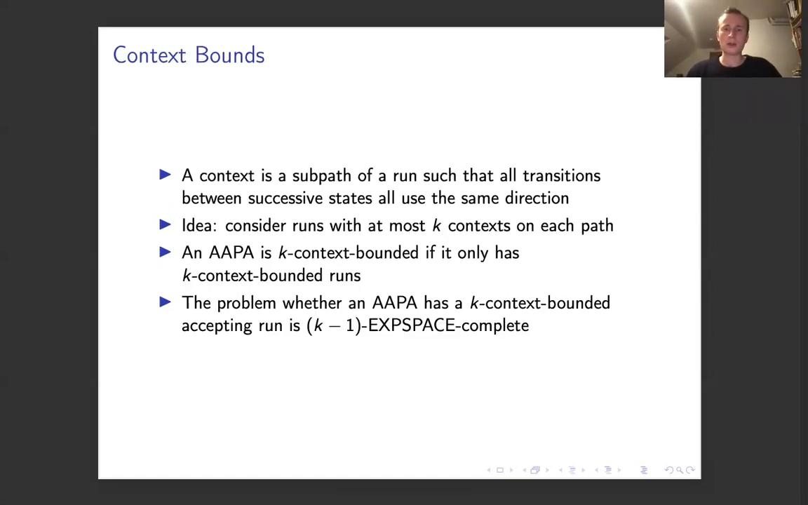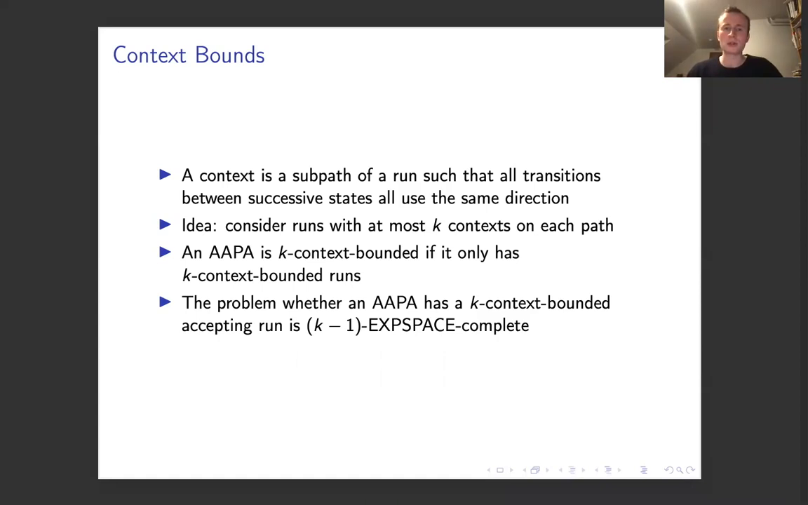Now, our notion of k-synchronicity is somewhat limited because paths are never allowed to diverge unboundedly. And this is why we will have a look at a different restriction, namely context bounds. So what is a context? Basically, a context is a subpath of one of our runs, such that during that subpath, we only look at one direction. We do not switch between directions.